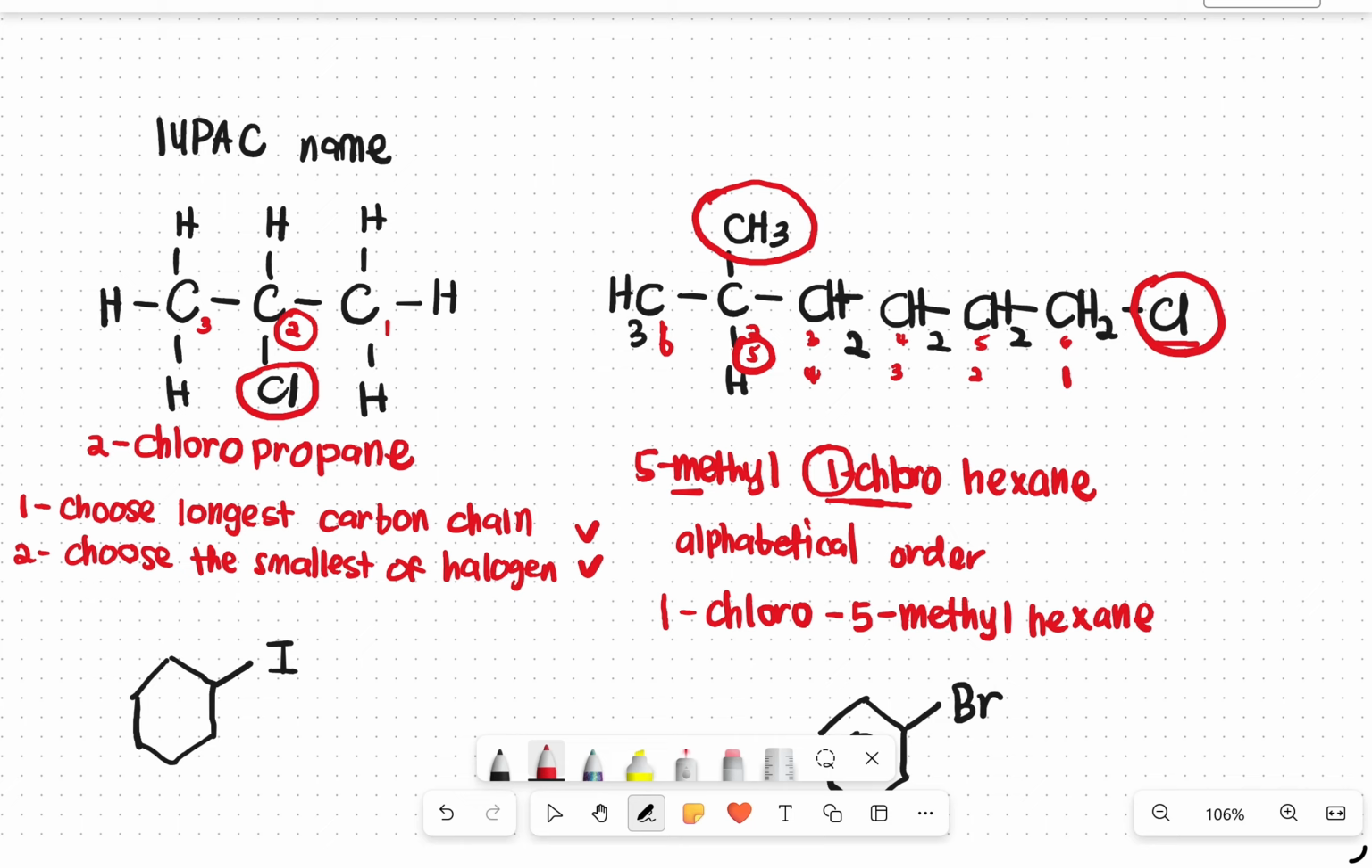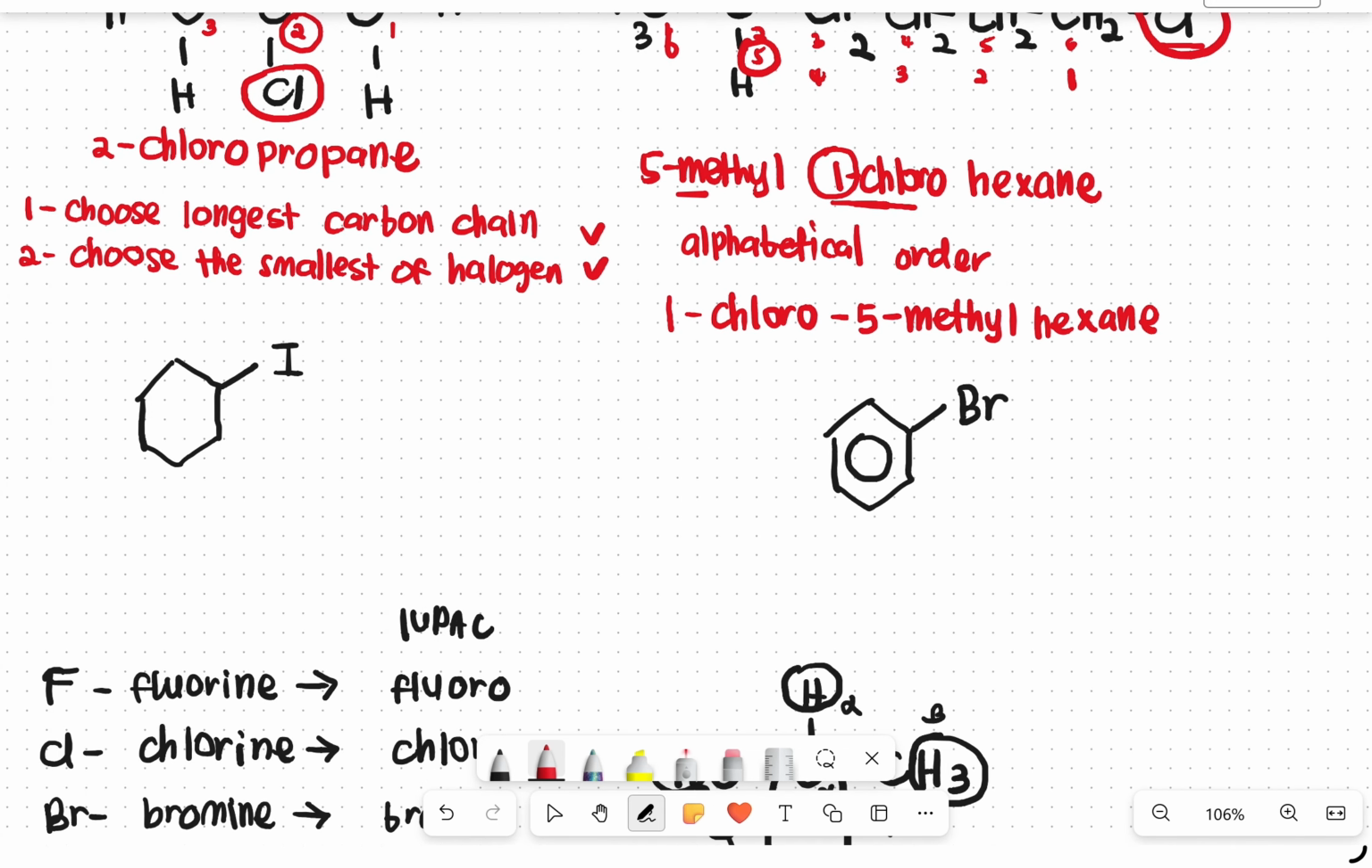Alphabet and alphabet, like methylhexane, separate it by space. Alphabet with number, separate it with dash. Now number with number, for example 1, 2 dimethyl. Look at the number and the alphabet, dash. Number with number, separate it by comma. This is a very simple rule for any nomenclature naming. So make sure you know.